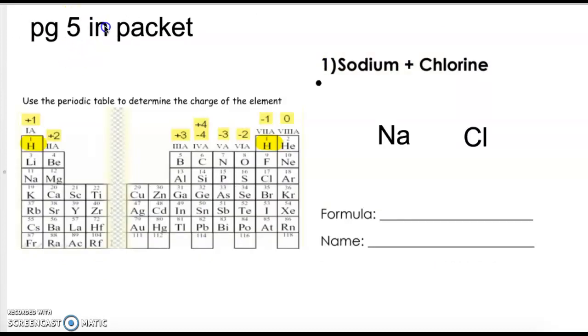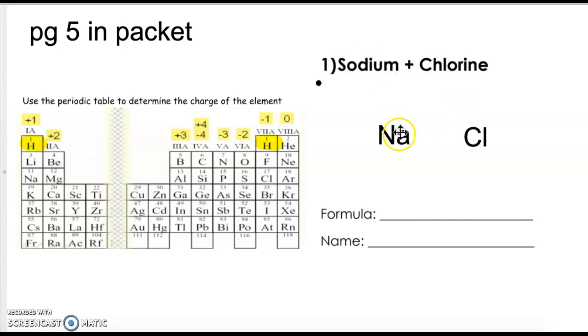All right, so I'd like you to go to page 5 in your packet, and I want us to practice this Lewis dot structure again and try and figure out where the electrons are going to go. So we're just going to practice the Lewis dot structure. There is formula and name below it. We're not going to worry about that right now. We're just going to worry about the top part.